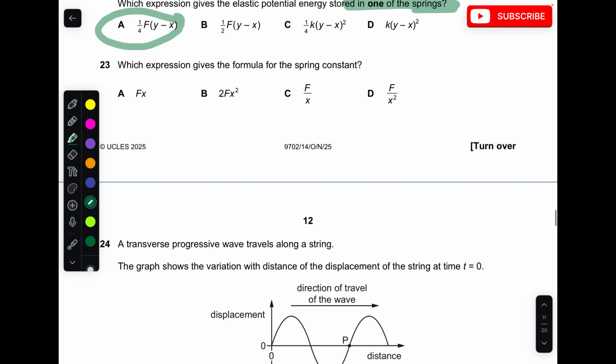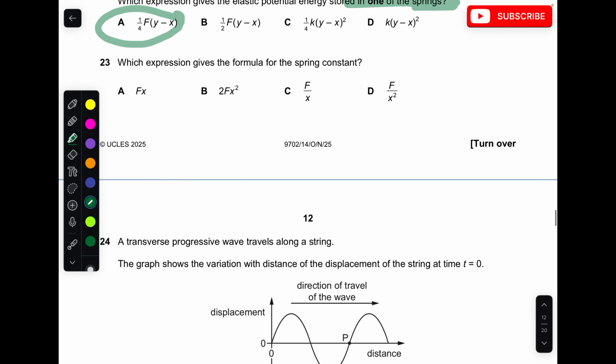Okay, so let's move forward to question 23. Which expression gives the formula for the spring constant? We know F is equal to kx, so k is equal to F over x. It's option C, that is correct.